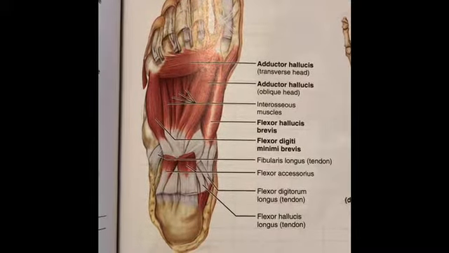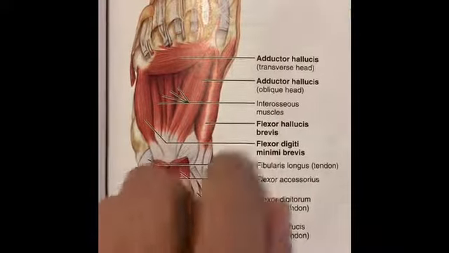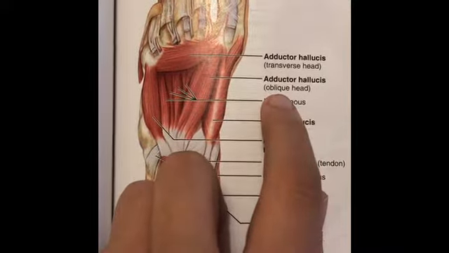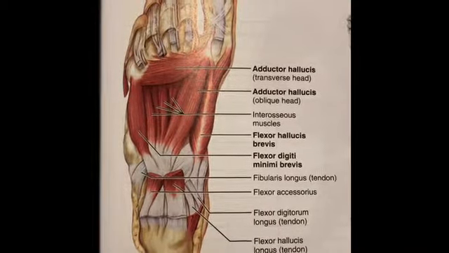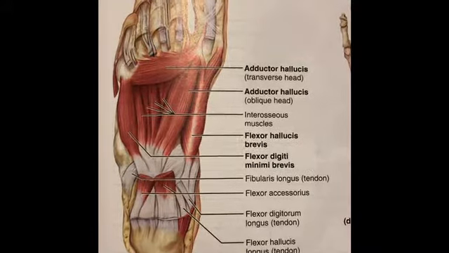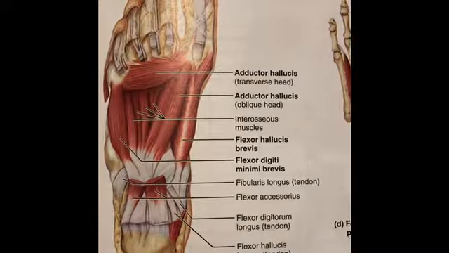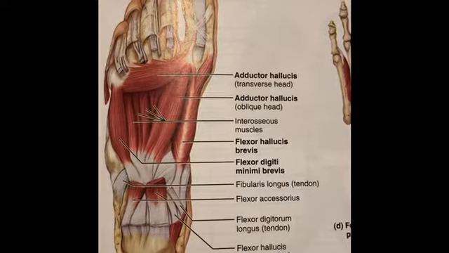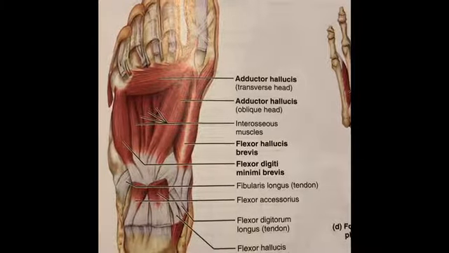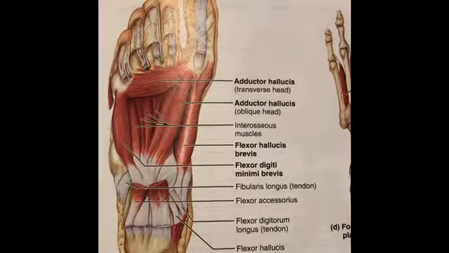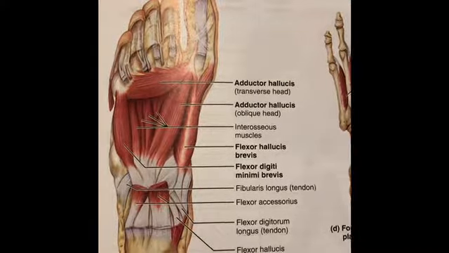Next is the adductor hallucis, which is found here. It has both the transverse head and the oblique head. The origin of the oblique head is from the bases of metatarsals 2 through 4 and the fibularis longus tendon sheath. For the transverse head, it's from a ligament across the metatarsophalangeal joints. The insertion is the base of the proximal phalanx of the great toe on the lateral side. The action is that it helps maintain the transverse arch of the foot.